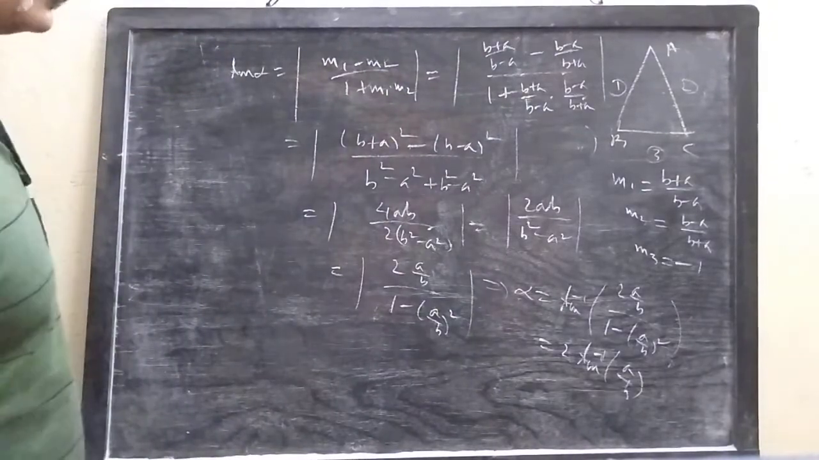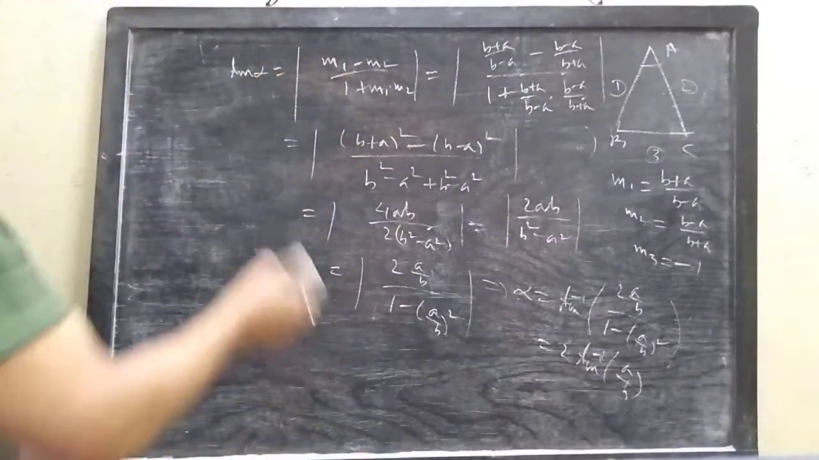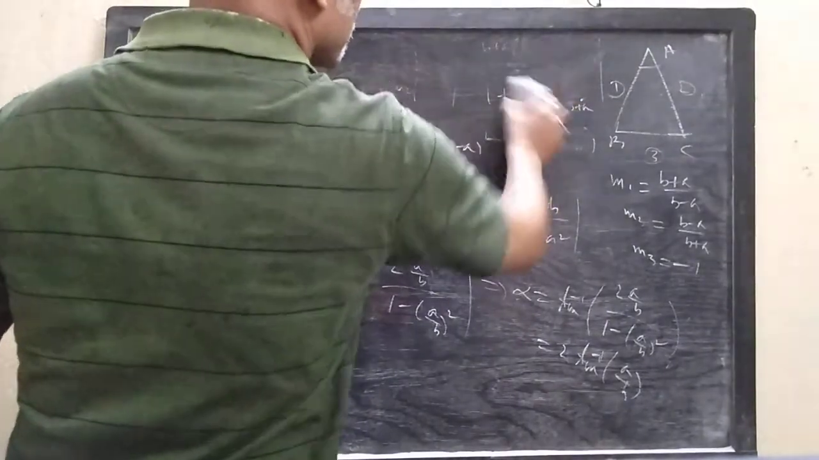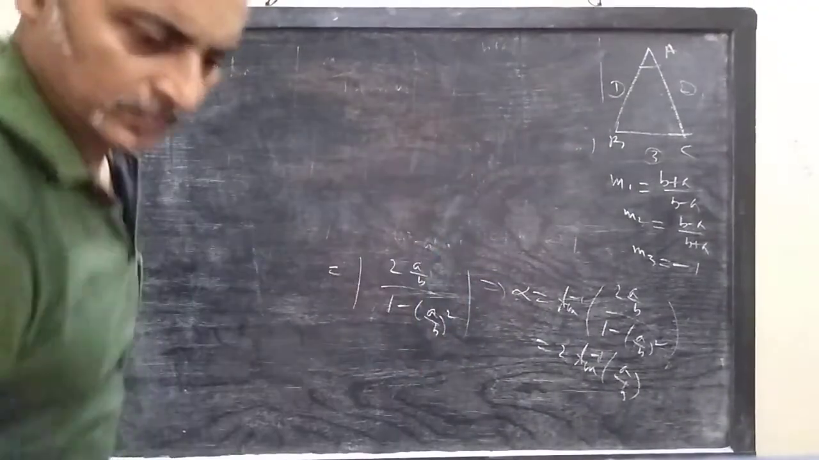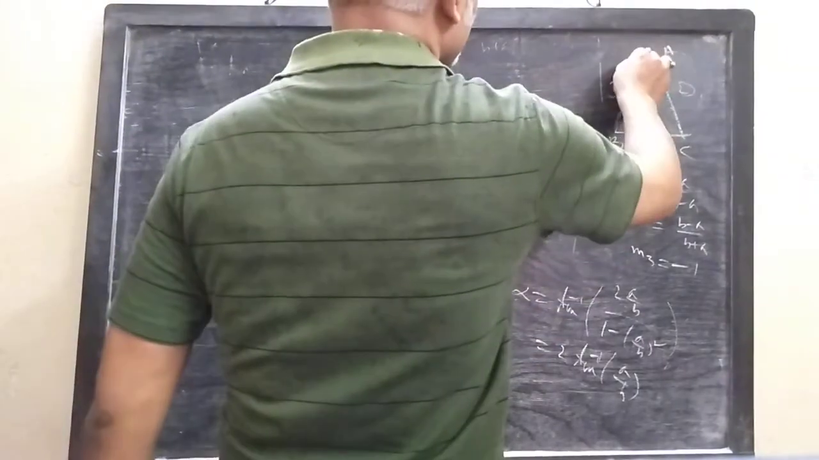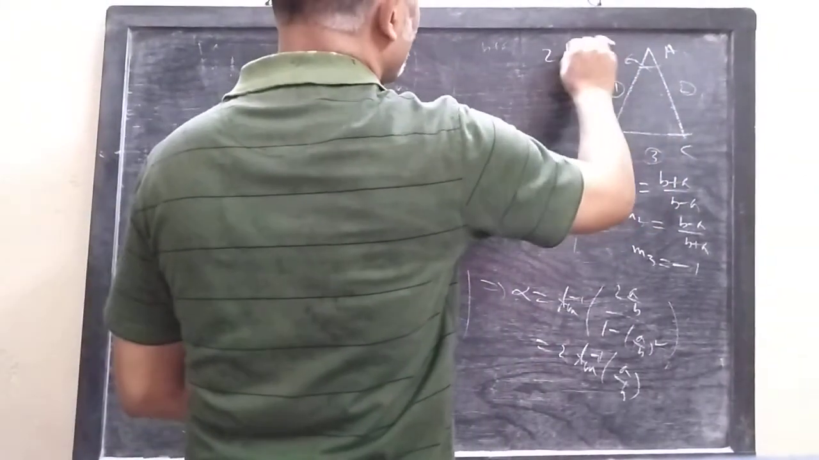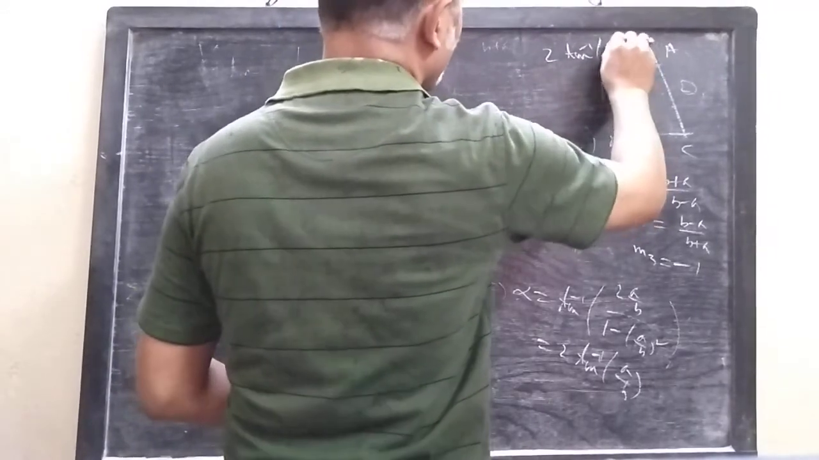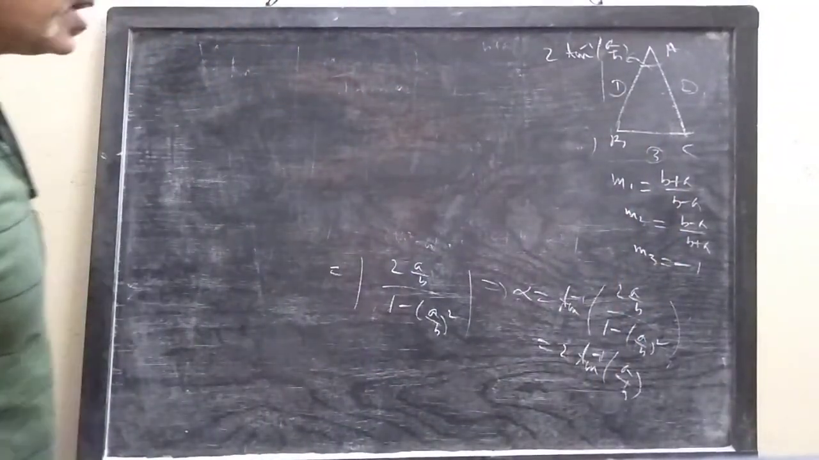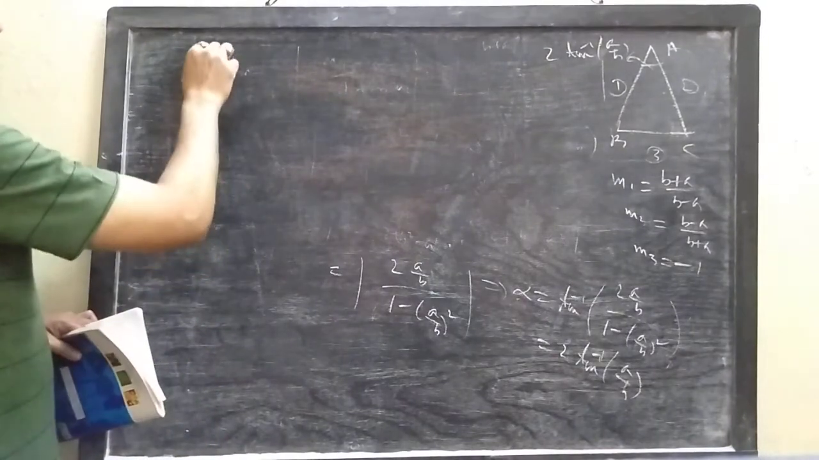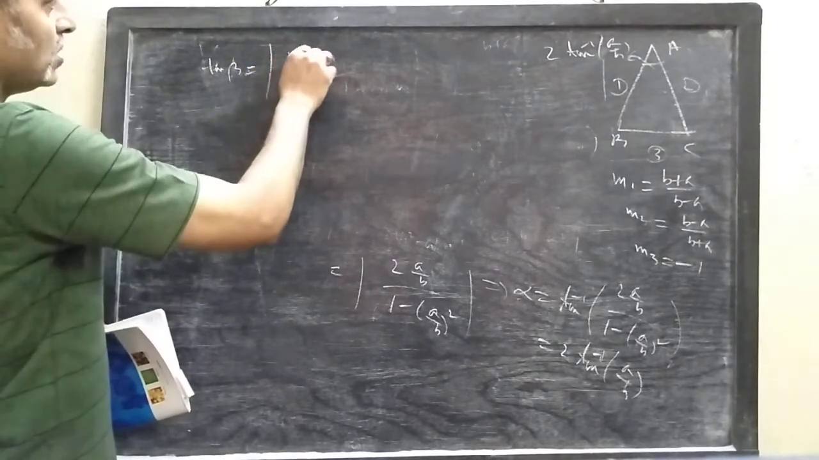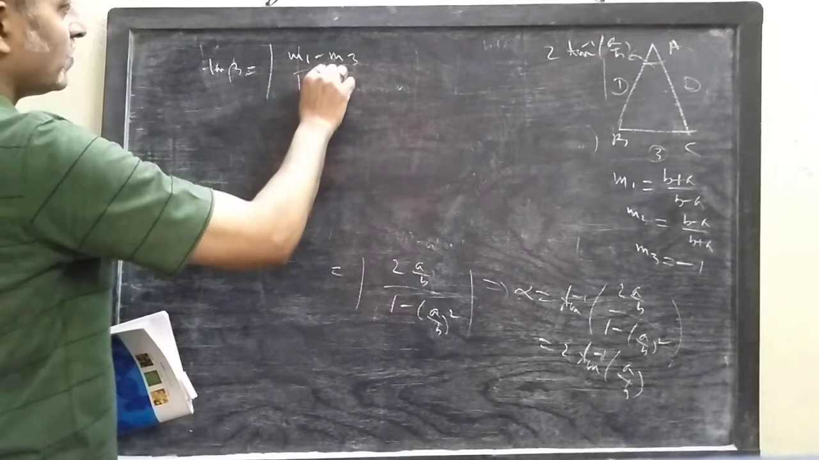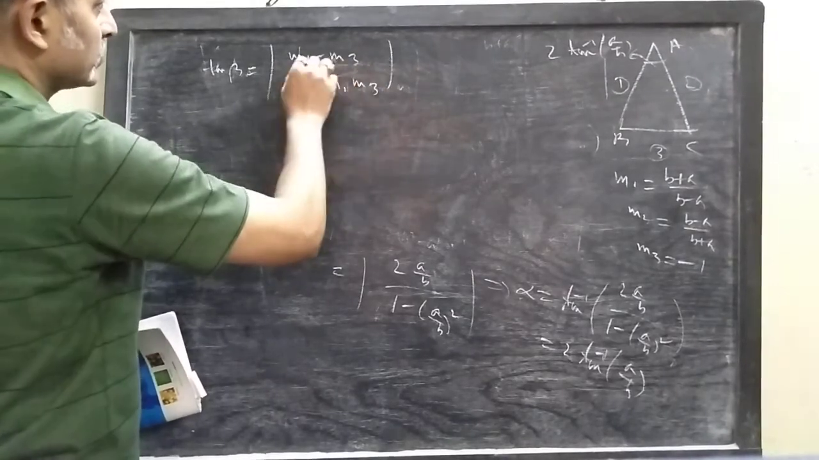So you get the angle between 1 and 2, that is this angle. Next, this angle becomes 2 tan inverse of a/b. Next, the angle between 1 and 3; say that angle will be beta. So tan beta will be mod of m1 minus m3 by 1 plus m1 m3.